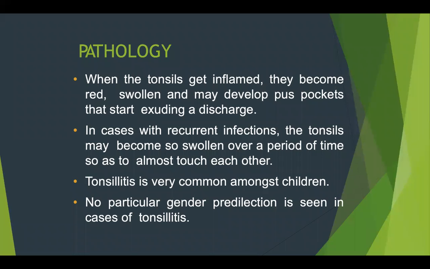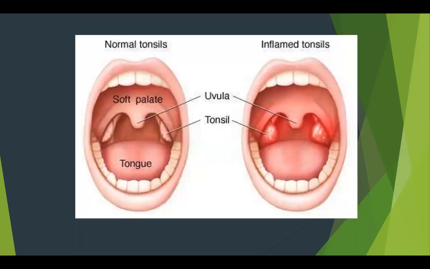It doesn't differentiate between male and female. Everyone can have tonsillitis. You can see a normal tonsil and an inflamed tonsil. The uvula is thin and the tonsil is inflamed. On the left side, the soft palate is there and the tonsils have not increased in size. On the right side, after inflammation, they have increased in size.